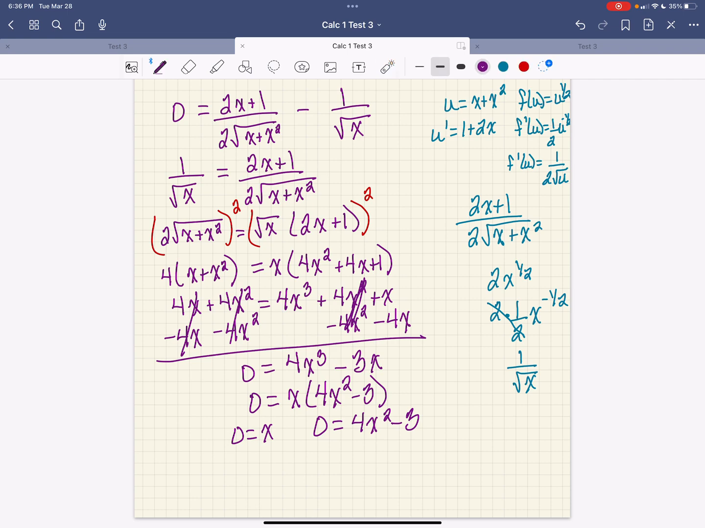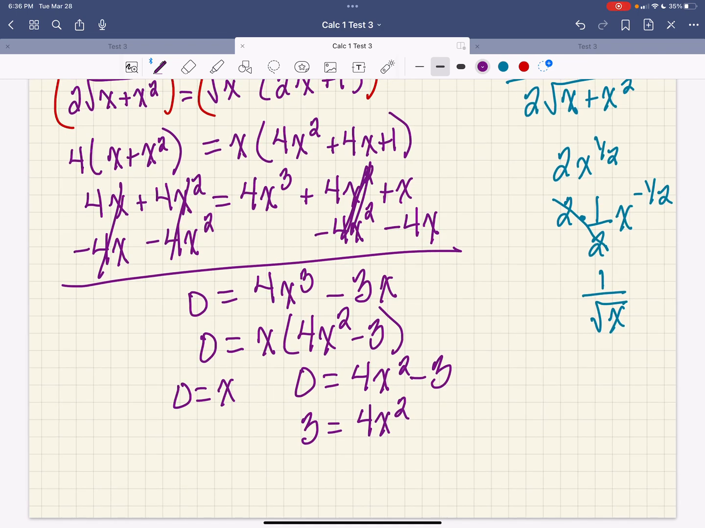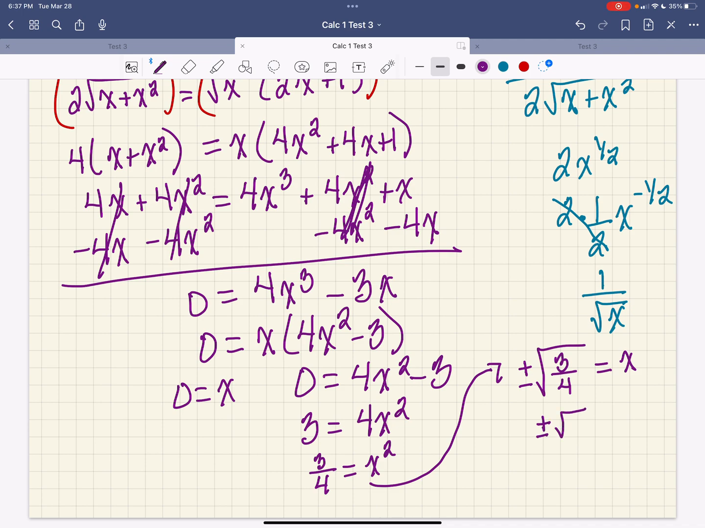Now for this one, I'm going to add 3 to both sides. So I have 3 equals 4x squared. I divide both sides by 4, and I'm left with 3/4 equals x squared. Okay, and what I'll do then is take the square root, so I end up with plus or minus the square root of 3/4 equals x. I can simplify that 4 in the denominator, so I have plus or minus the square root of 3/2.